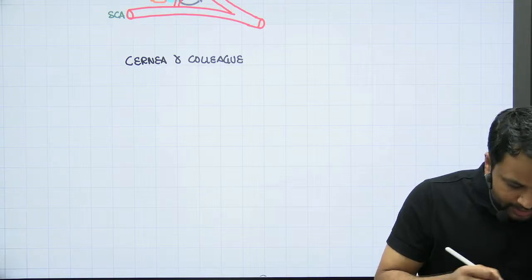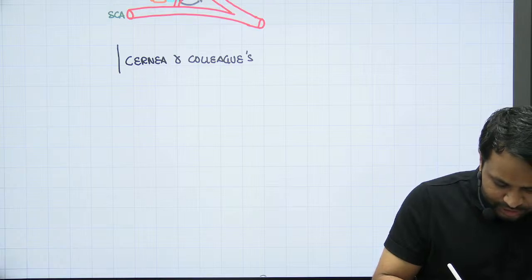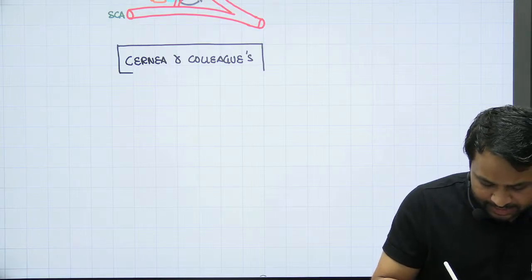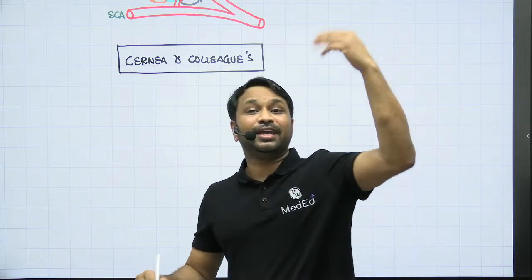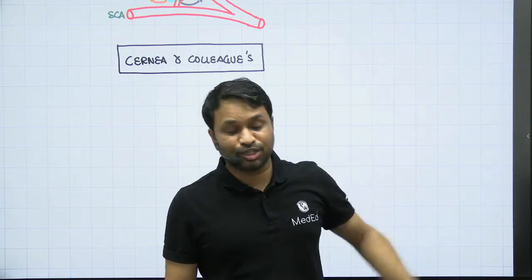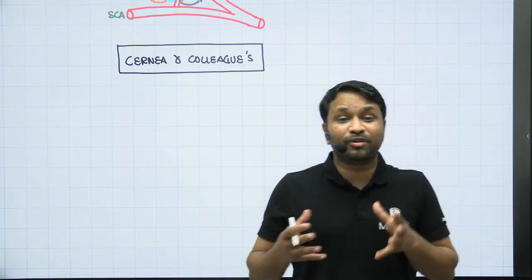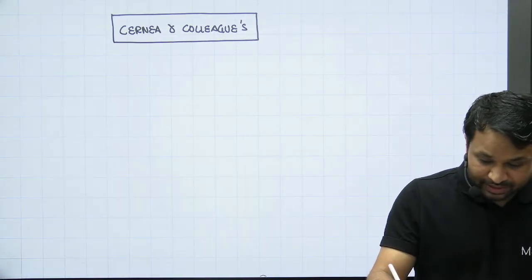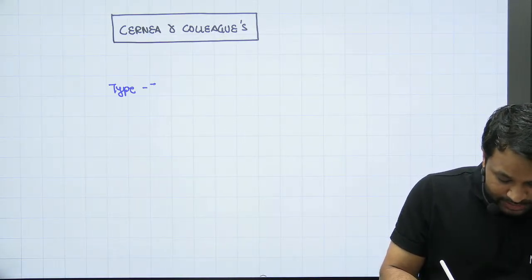Now, Bayes came up with the idea that we should prevent the injury to the recurrent laryngeal nerve. Cernia and colleagues came up with the idea that we will try to prevent the injury to the external branch of the superior laryngeal nerve. We asked, Cernia, how would we preserve it, or how can we prevent making any mistakes? Cernia said, I will give you different classifications. The type 1 variety according to Cernia and colleagues.